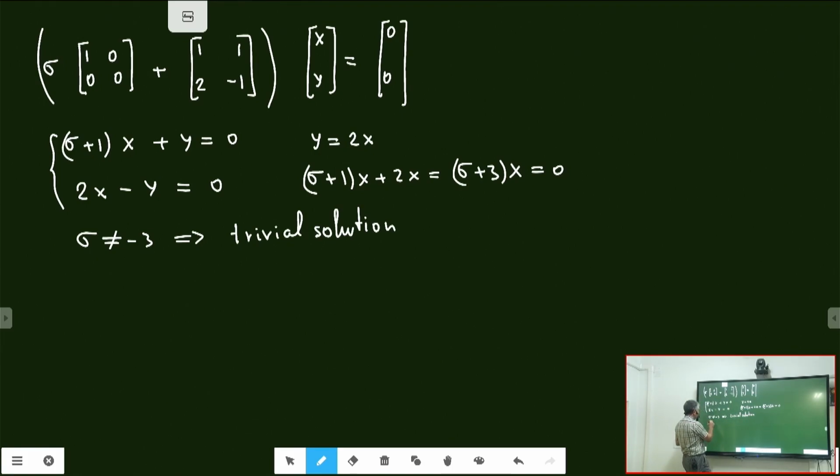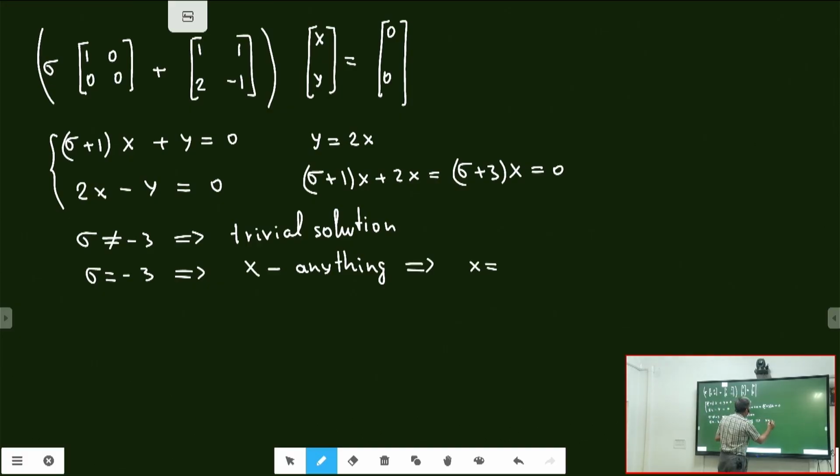And sigma is equal to -3. In that case, we can say x is anything. It still can be x equals 0, but it is still trivial. But importantly, that it is anything. So x is equal to a, just to emphasize that this is some constant, not necessarily 0. Right? So therefore, y is equal to 2a.